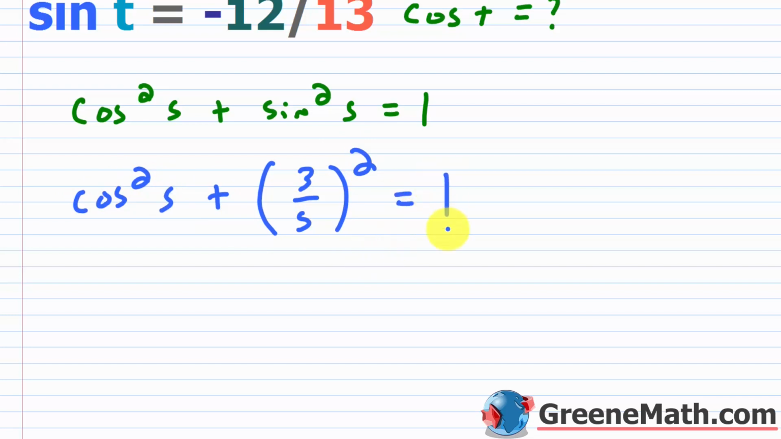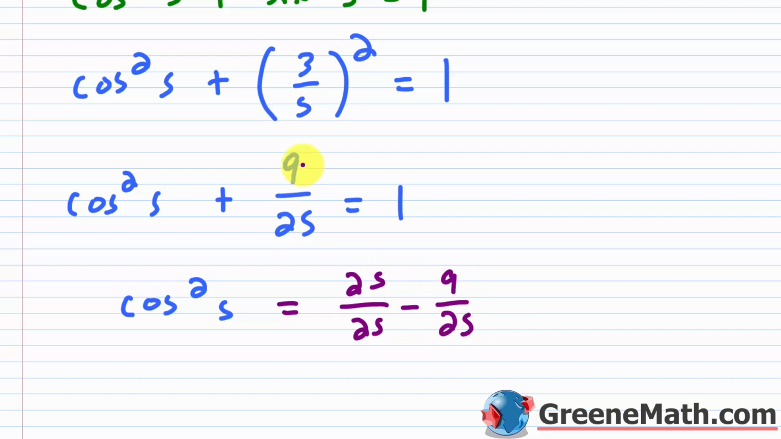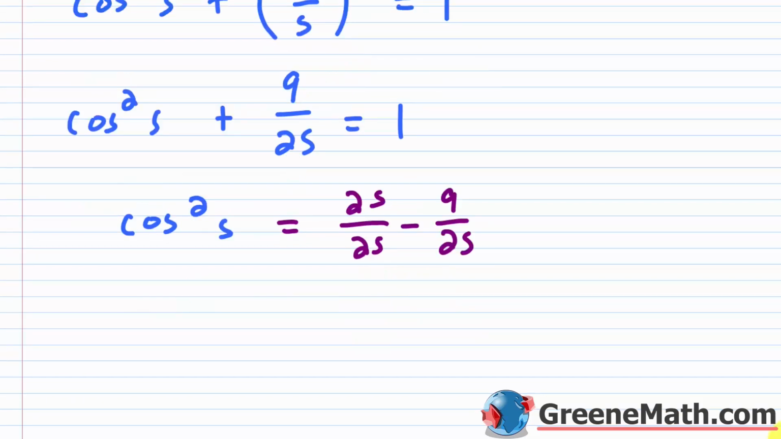So 3/5 squared is going to be 9/25. Plus you have your cosine squared s here, and this equals 1. I'm going to subtract that away from each side. So the cosine squared of s is going to be equal to, I'll write 1 as 25/25 so I have a common denominator, and subtract away 9/25. 25 minus 9 is 16. And so cosine squared s is equal to 16/25.